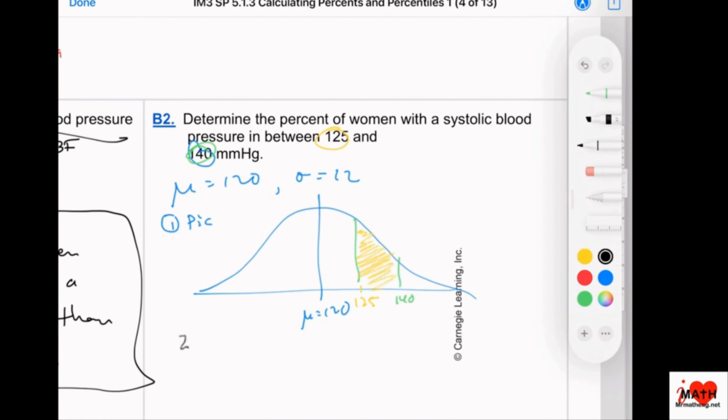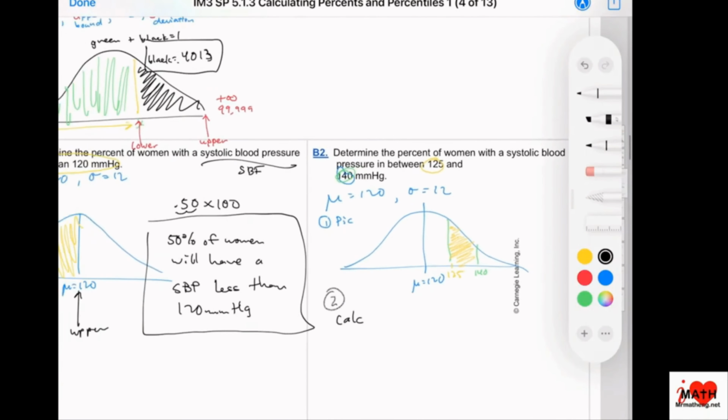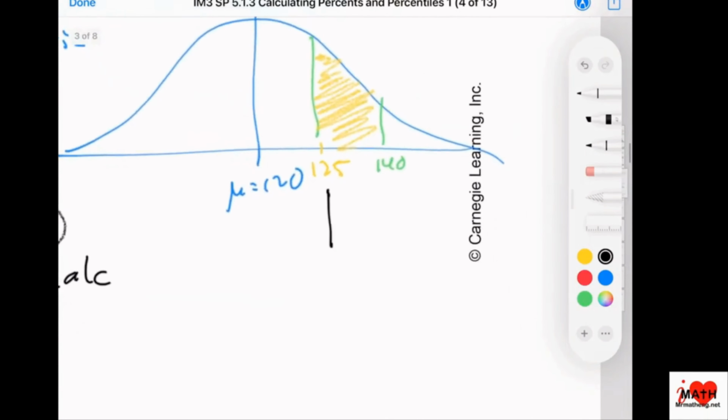Okay. So for my calculator, instead of using a formula, my calculator commands, I just want to note that this here is my lower, and this is my upper boundary.